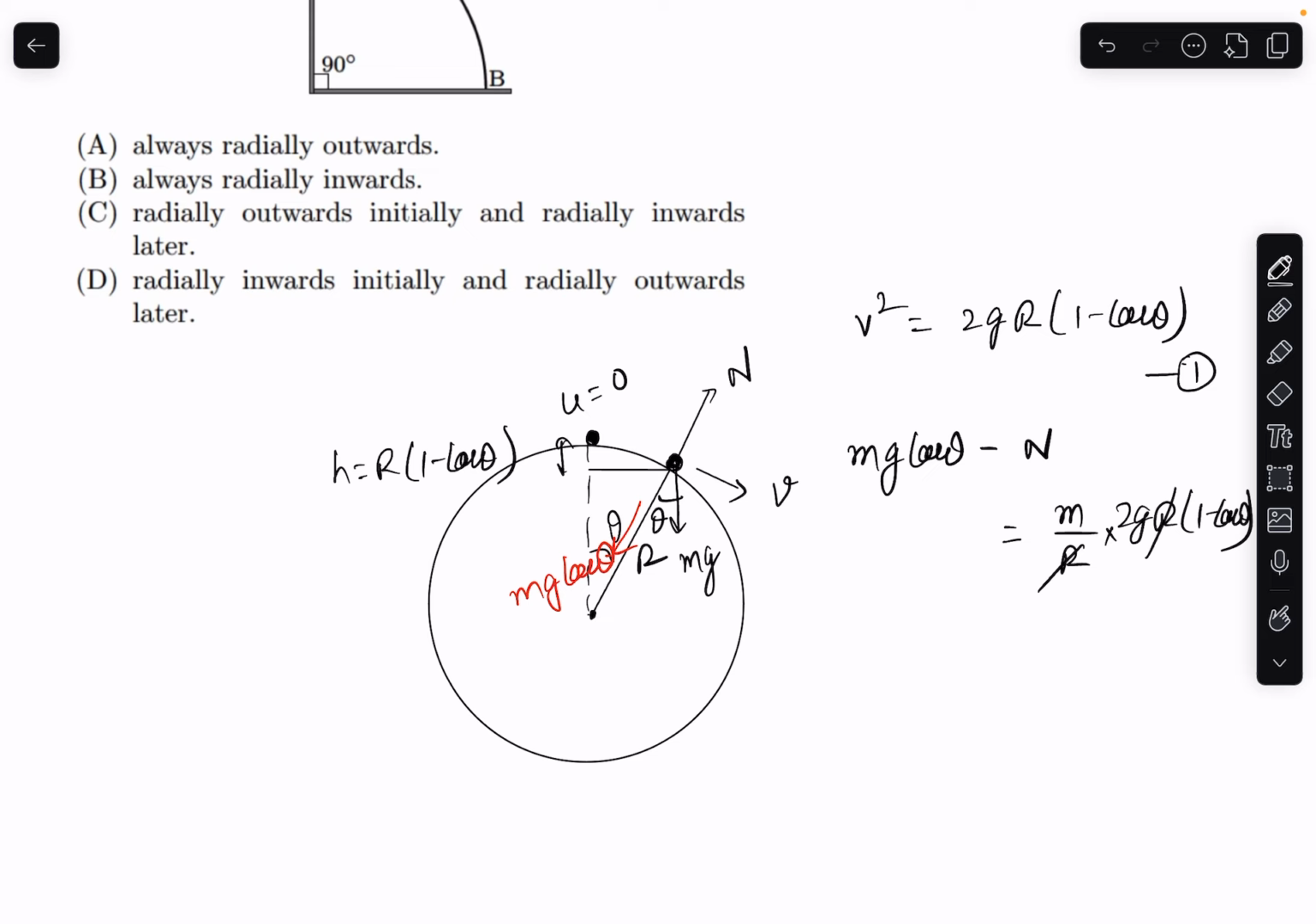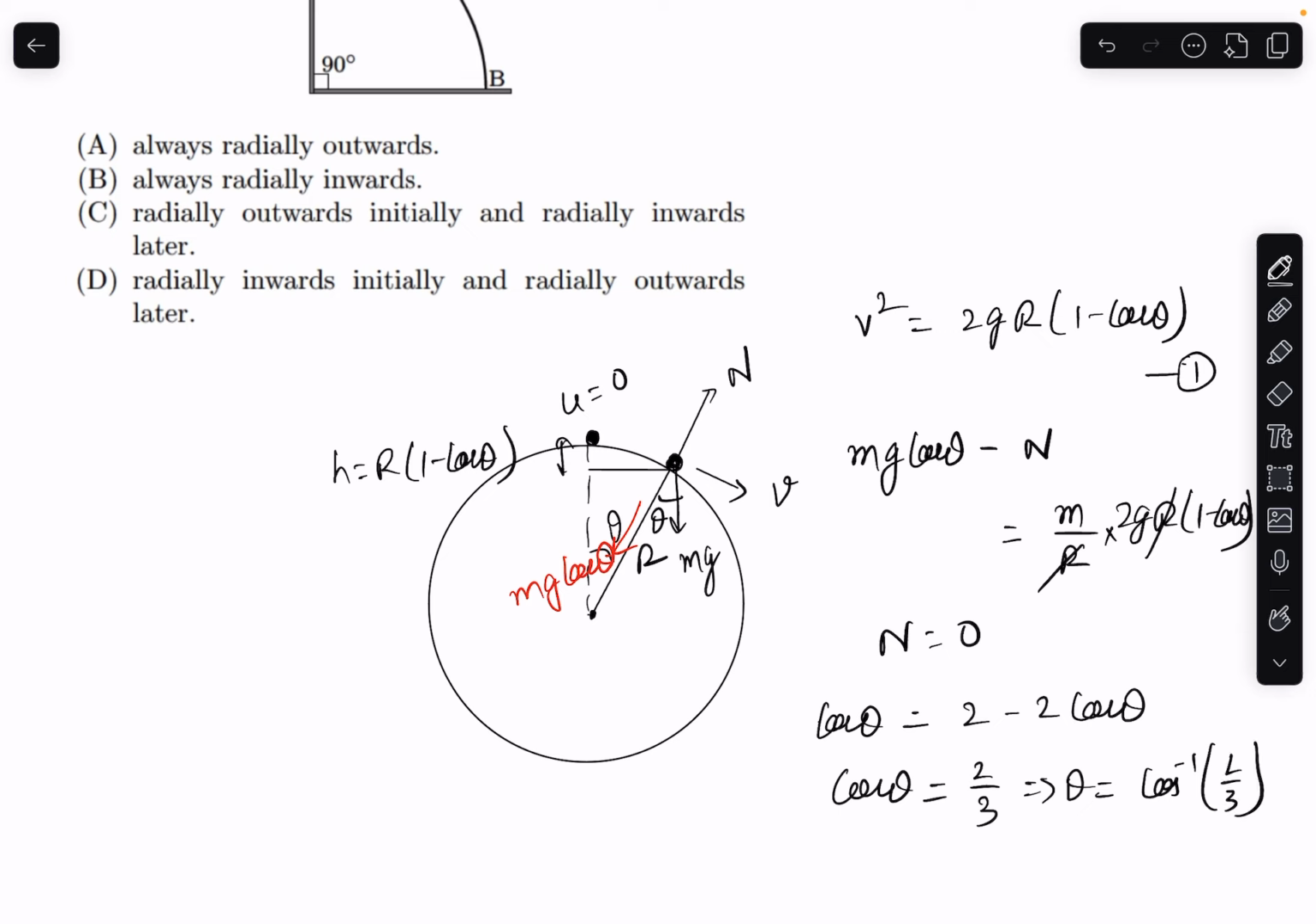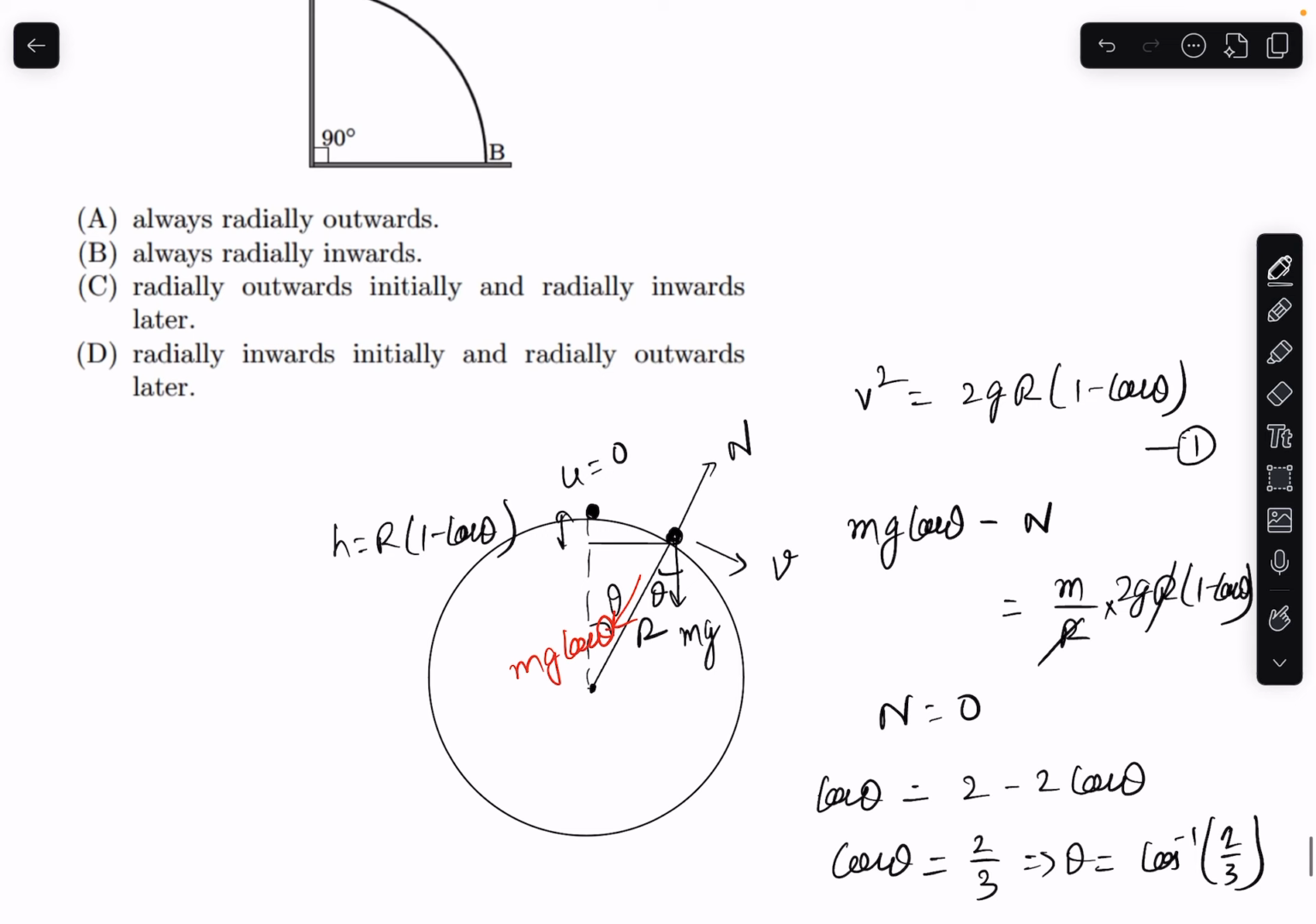and after rotating a certain angle theta, we can tell from experience that the block, once it gets a sufficient amount of velocity, will fly off the sphere. Now when it flies off, the normal reaction becomes 0, and if we cancel mg on both sides, we get cos theta equal to 2 minus 2 cos theta, or cos theta equal to 2 by 3. So this implies the value of theta is cos inverse 2 by 3. That means after rotating an angle equal to cos inverse 2 by 3, the block will fly off. That means the normal reaction will become 0.